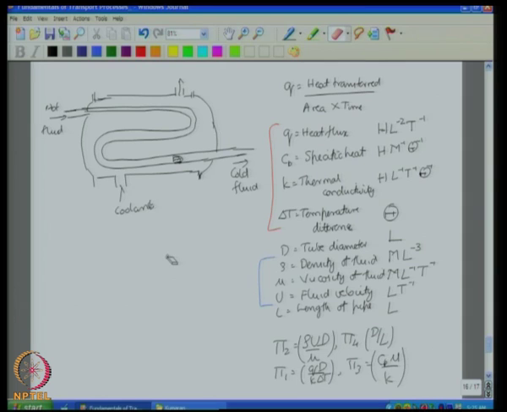So, I can write this pi 1, q d by k delta t, is equal to some function of rho u d by mu, C p mu by k and t by L. Now, I have only 4 dimensionless groups to vary, and by varying these 4 dimensionless groups suitably, I can find out what the relation is between the heat flux and these other quantities. So, I have reduced it to a parameter space involving just 4 parameters.